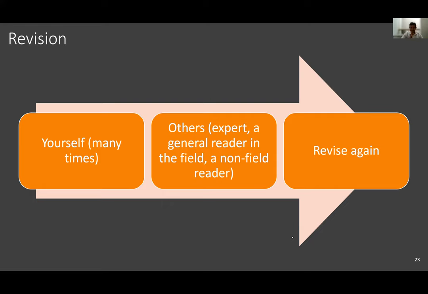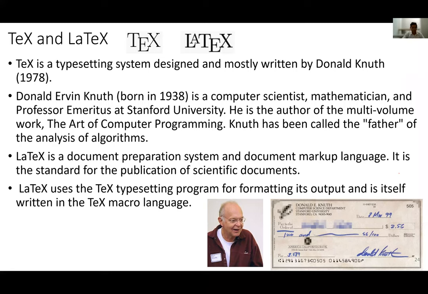Then whenever you write, revising is very important. Even if you are the best writer, you make mistakes when you write. Therefore, revise it yourself many times. This is something everyone hates. You write something, you don't want to read it on your own, but please revise it on your own. And then usually it's a good thing to get others to read your paper. Maybe an expert in your area, a general reader in the field, and a non-field reader also, so that your paper is understood by all these types of communities, and then revise again and submit.